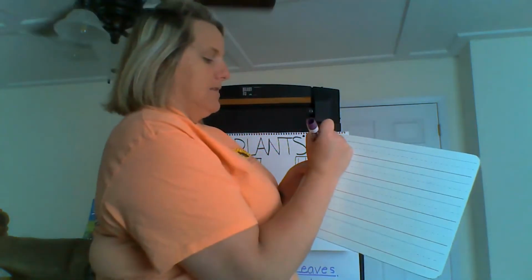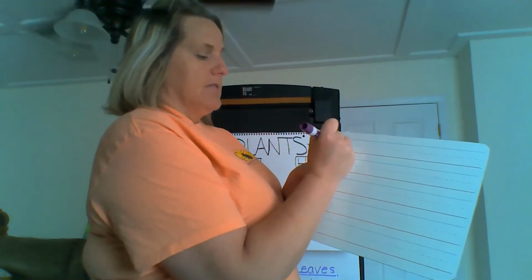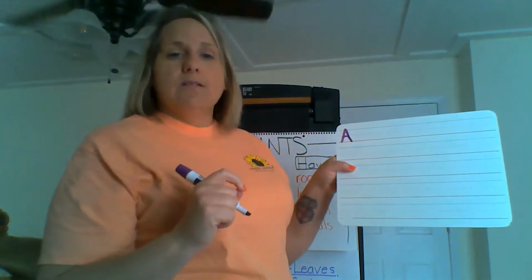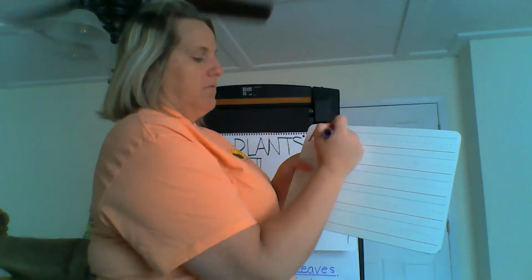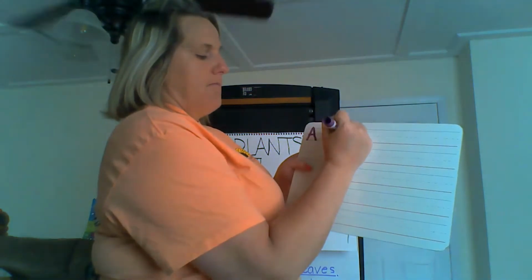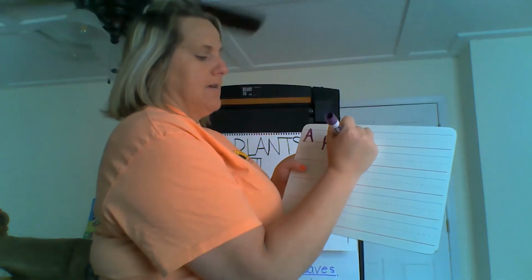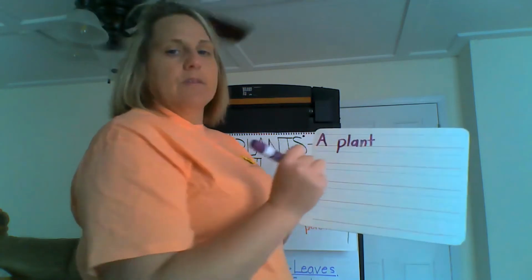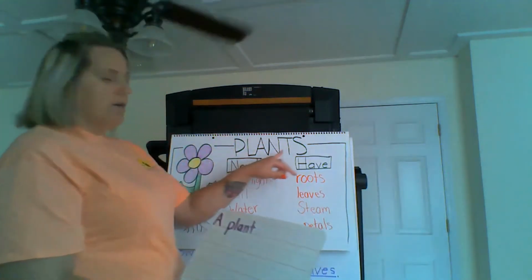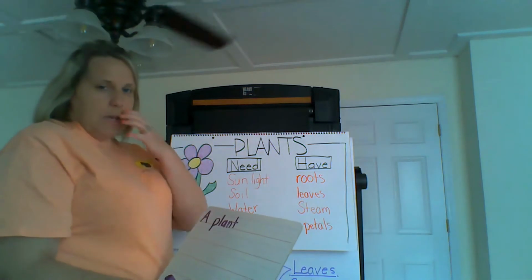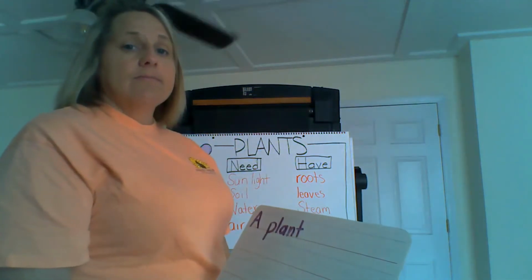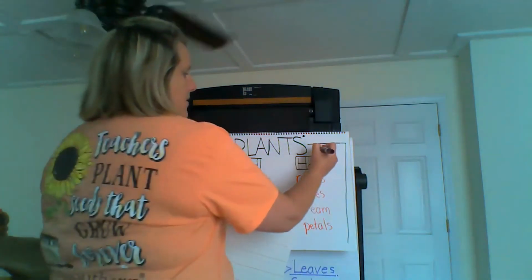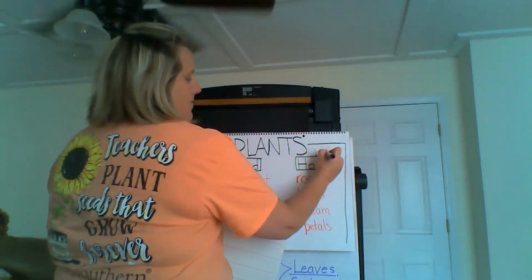It's going to start with a capital A, remember, because the first letter of a sentence is always capital. So A, and we're going to finger space, plant, what do we want to use? Need or have? What's another word for have that tells us the same thing? Has, yes. So we can write has up here.